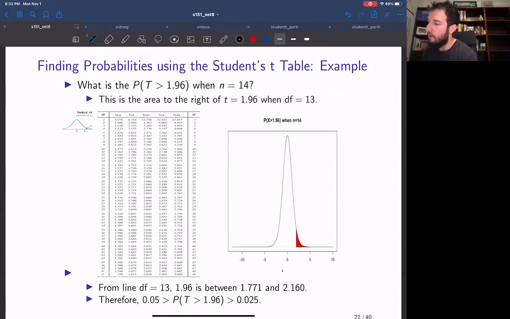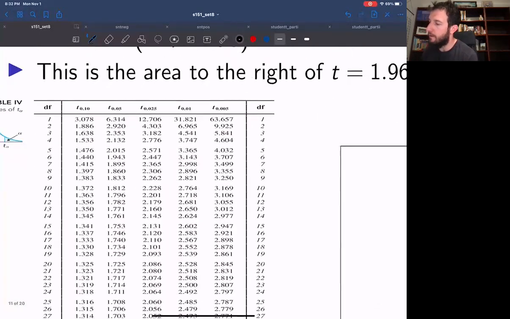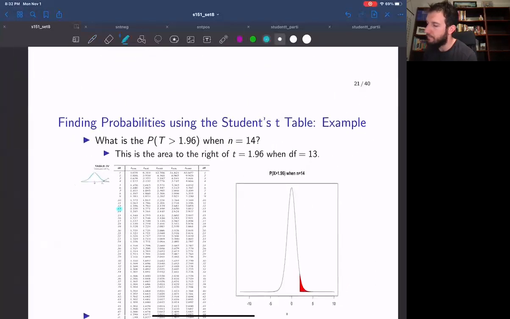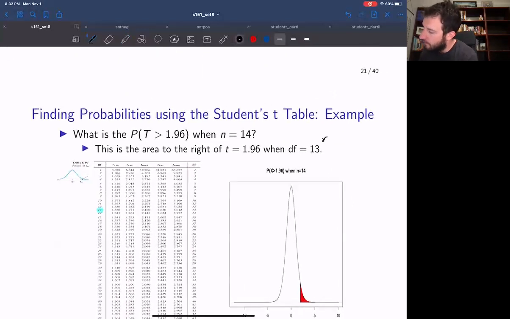So suppose that we wanted to find the probability that T was bigger than 1.96 when N is equal to 14. Okay, the first thing we do is we find our degrees of freedom. So that's 13. Remember, degrees of freedom is equal to N minus 1. So we have 14 observations, so the degrees of freedom is N minus 1, which is 14 minus 1.